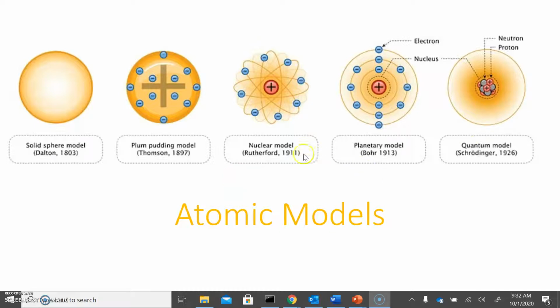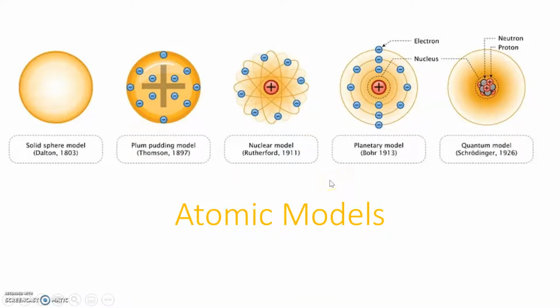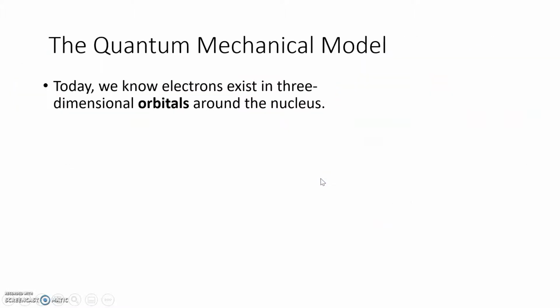Hey, welcome back. So we are starting our next unit here, our unit about electrons in the atom, and we're going to start by taking a look at some of the different models of atoms through time. So atomic models we're looking at today.